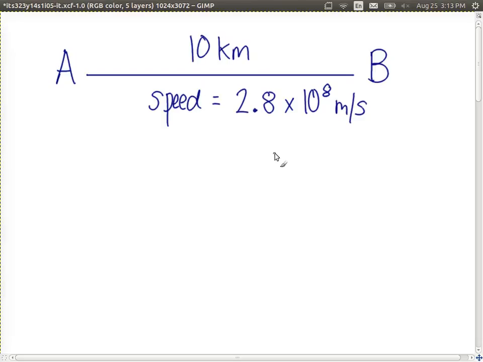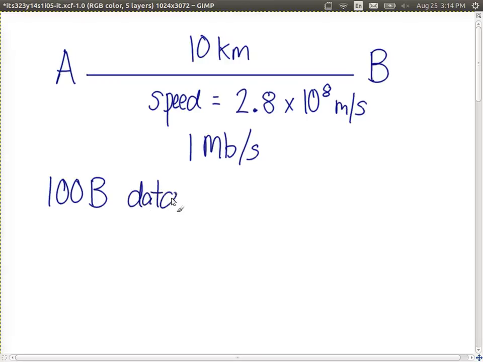The speed of signal transmission, don't confuse this with the speed of data transmission. It's not the data rate, it's the speed at which a signal can propagate. It is 2.8 by 10 to the 8 meters per second. And let's say our link data rate is a simple 1 megabit per second. I have 100 bytes of data to send.